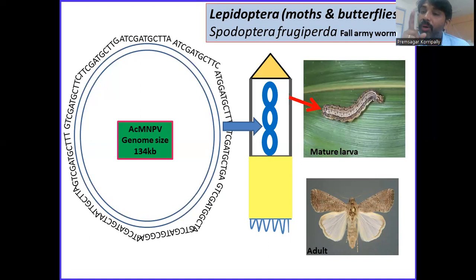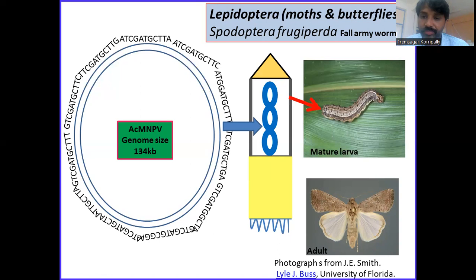I'm saying again, whenever virus particles enter into the insect cells, through endocytosis they reach the nucleus. There DNA replication takes place, and multiplication of viruses. It produces two kinds of virus particles. One is a budded virus particle, and the second one is an occluded derived virus particle. Those two virus particles we will study in the next slide.